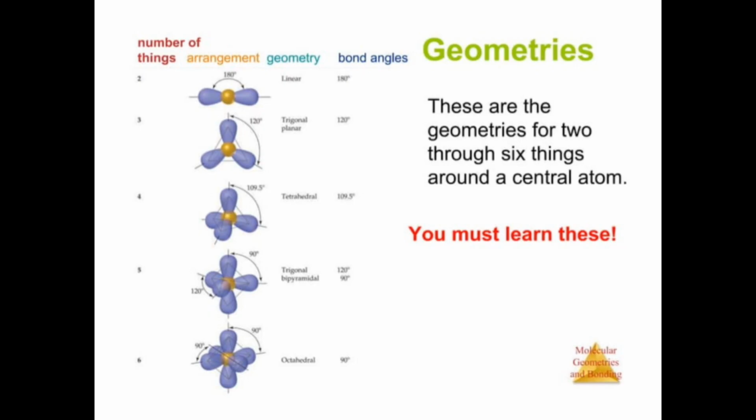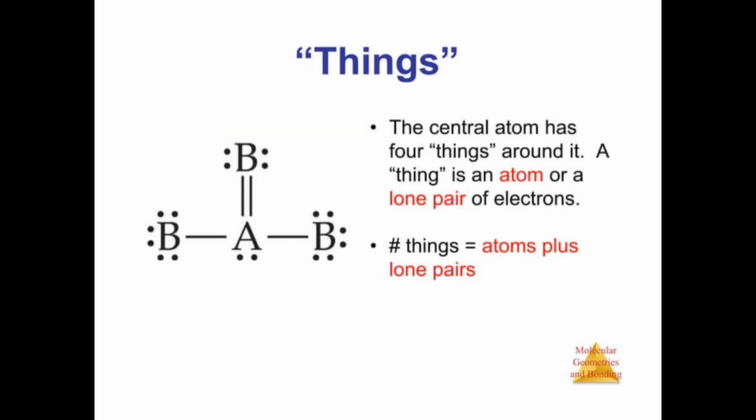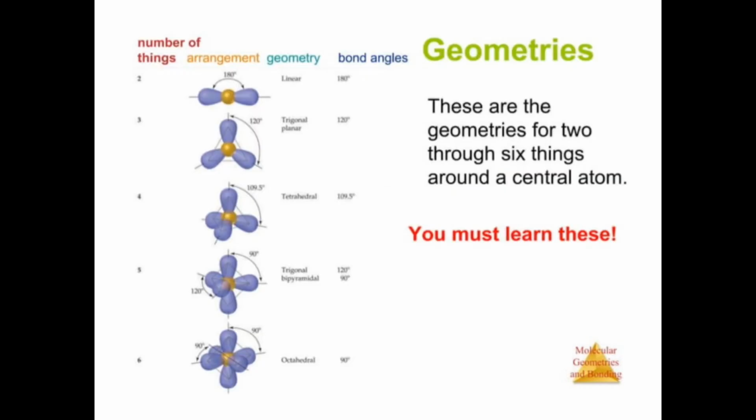When the number of things is 4, now don't forget we have talked about things here. Things include atoms plus lone pairs. So when the things are 2, you have a linear geometry. This is how the arrangement will be, and you have the bond angle like this. When it is 4, you have tetrahedral. You have the arrangement like this, and then 109.5.